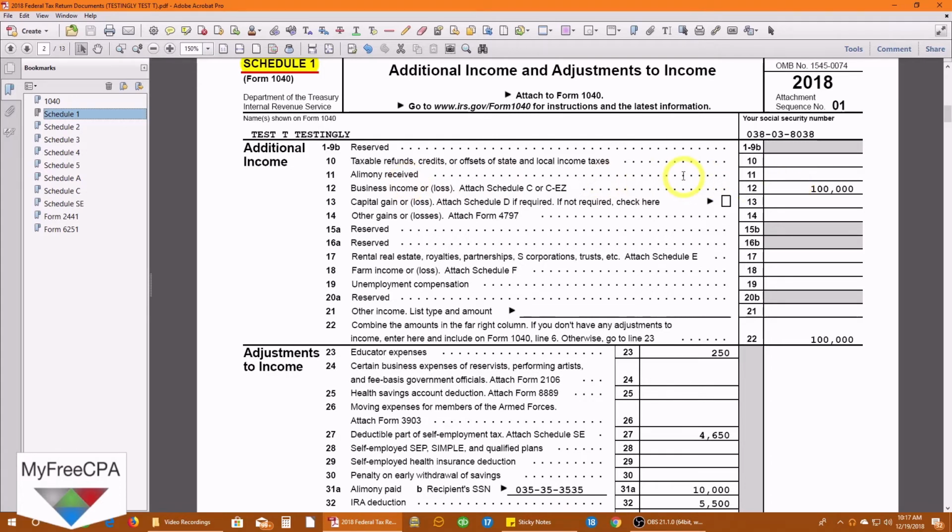Alimony is going to change, right? So if you're getting divorced in 2019, this will no longer apply to you. You don't have to worry about this. Any divorce agreements before the end of 2018 go on this line. Any amounts paid out to your spouse, or paid to you as the spouse, are going to go here.